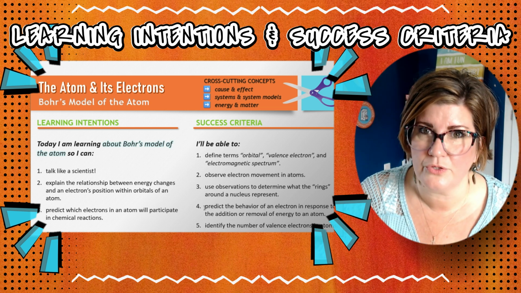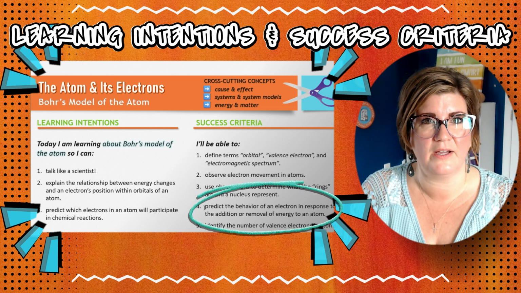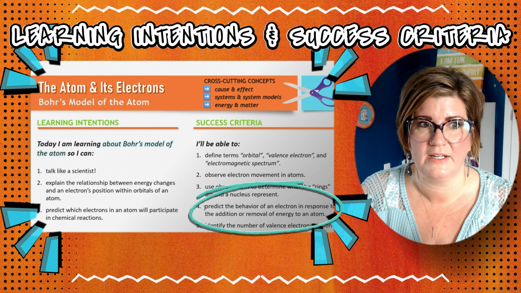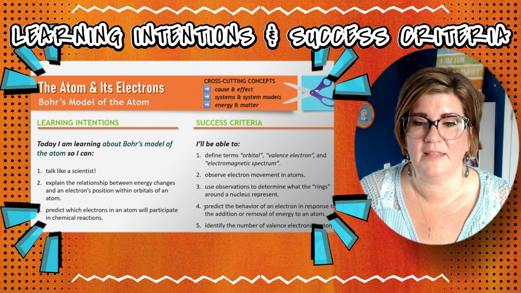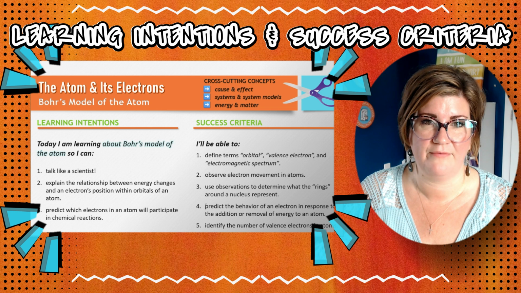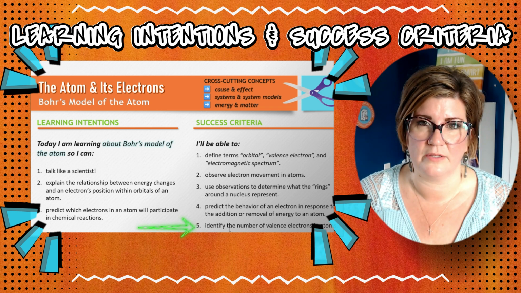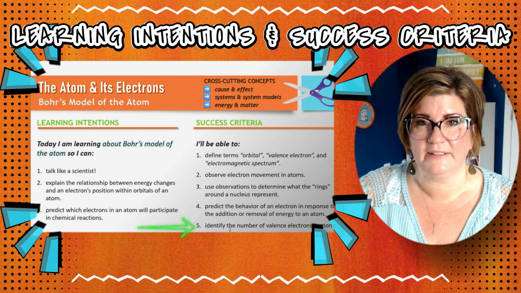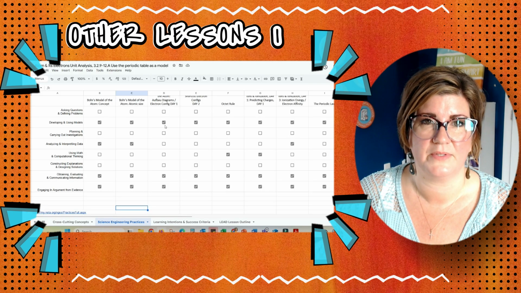Because on a test, you might want to give them a picture of an atom with an electron in it and ask them, when I zap this with energy, what's going to happen to the electron? They need to be able to predict that behavior. And then finally, to identify the number of valence electrons in atoms. And that leads us right down the path of everything that comes next.